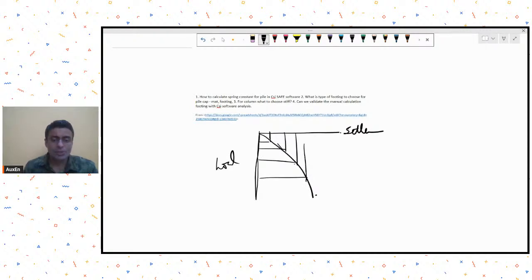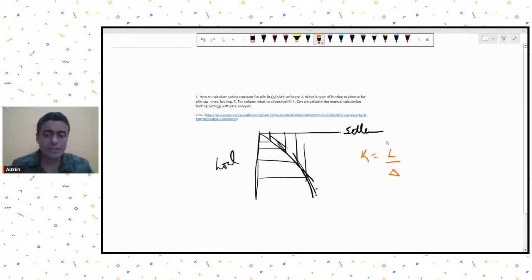Usually the slope of this curve will give you the spring constant of this pile, because the slope of this curve will be nothing but the load upon delta settlement, which is nothing but the spring constant of the pile. So this is the best way to get the pile spring constant, from the load settlement curve, which is done for the initial load test of piles.